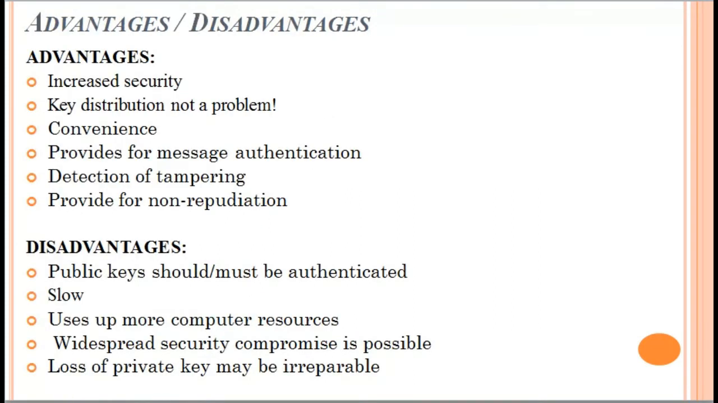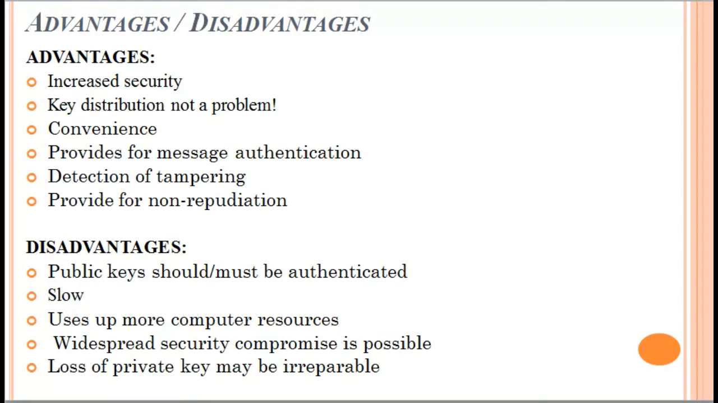Now next one, what are the advantages and disadvantages of asymmetric key encryption? Actually, different keys are used by the sender and receiver, so key distribution is not a problem here, so security is increased as compared to symmetric key encryption. Next one is convenience. It solves the problem of key distribution, so everyone publishes their own public key and private keys are kept secret.